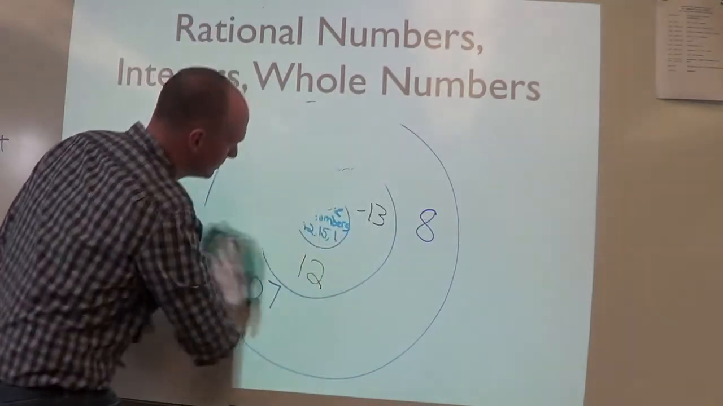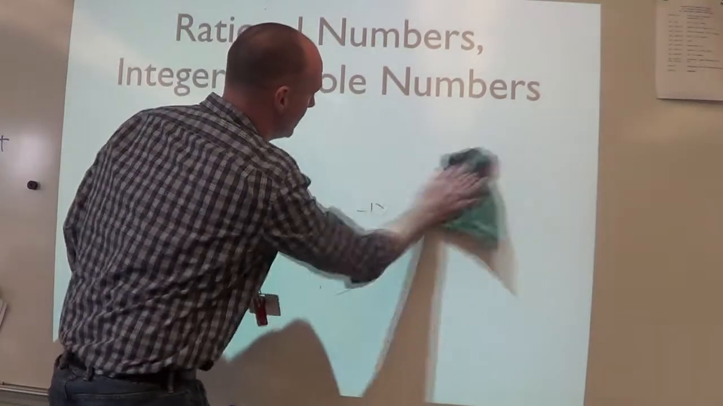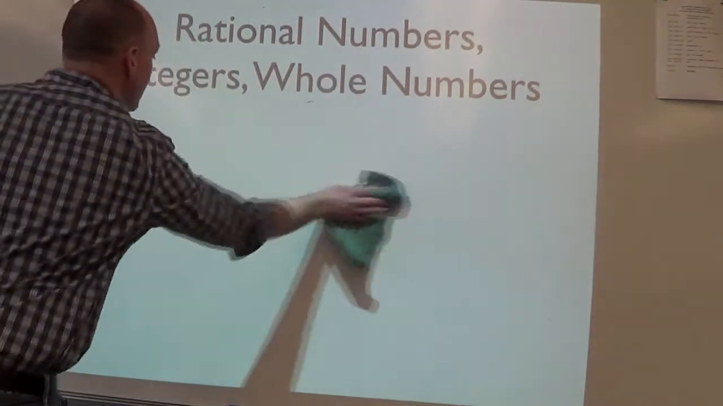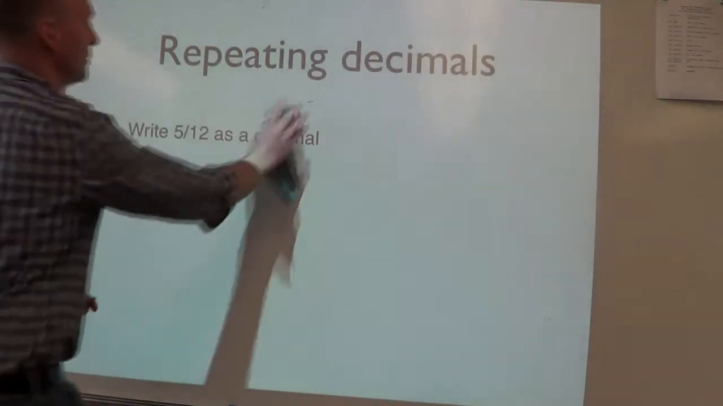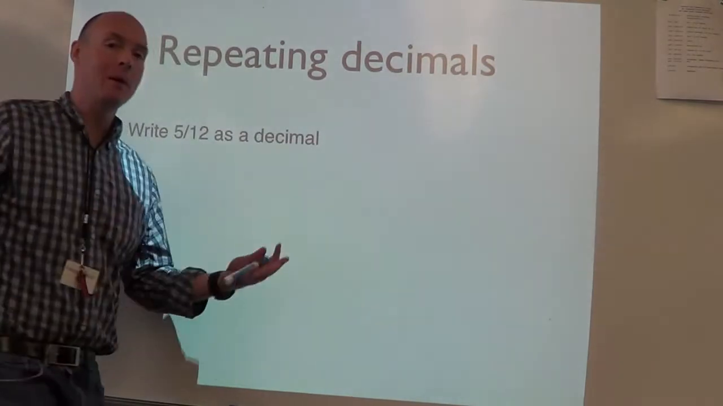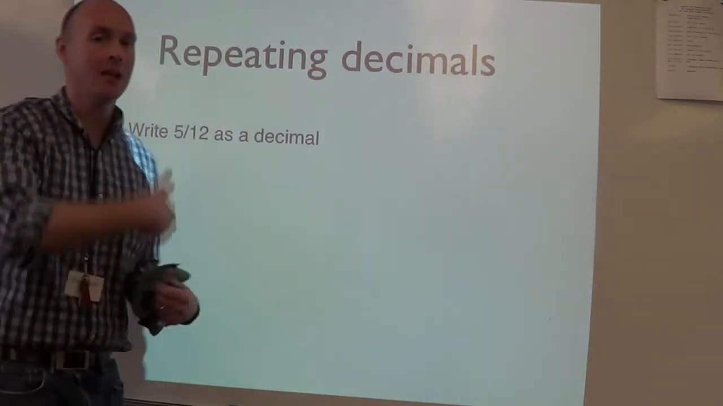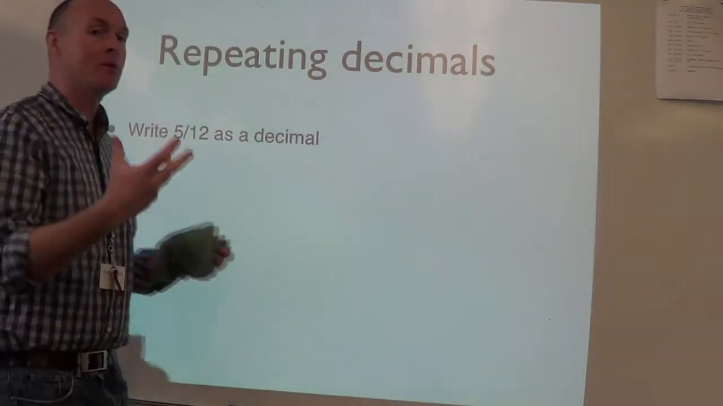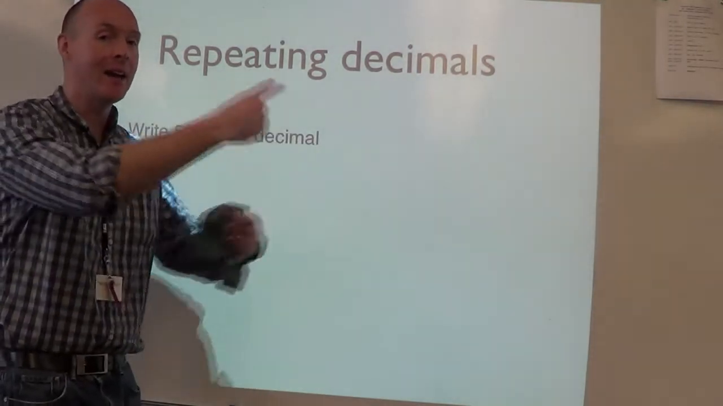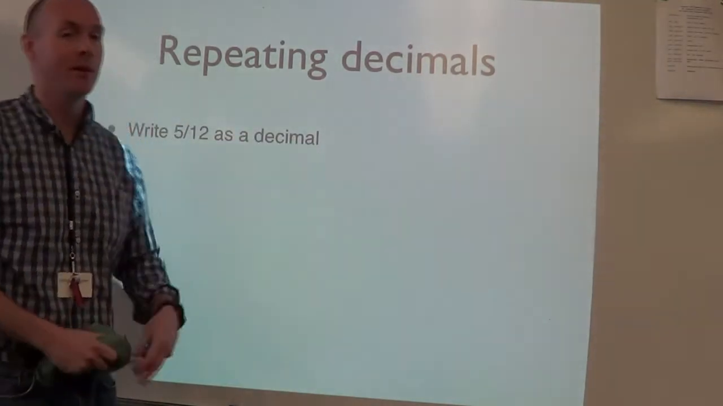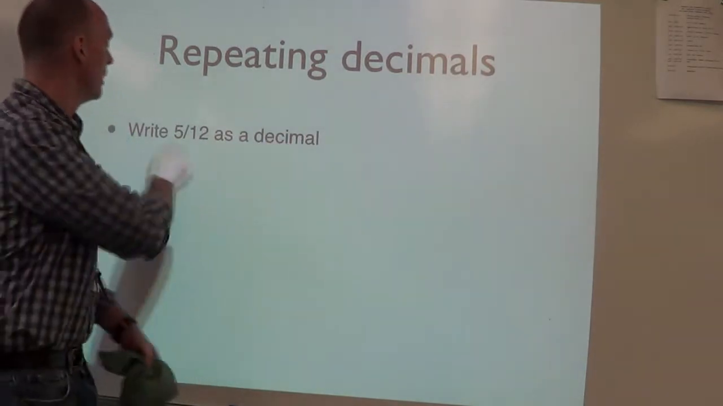Next, though, we have repeating decimals. Every once in a while, when we were converting fractions to decimals, someone would say, Mr. Cohane, what do I do? It's just going to keep going on and on and on and on. Well, that's called a repeating decimal, and that's what we're going to work on today.